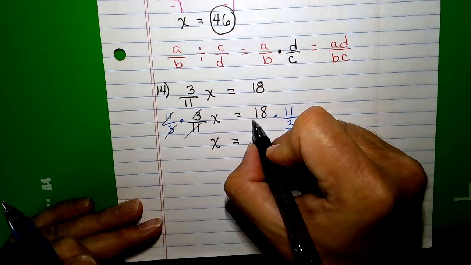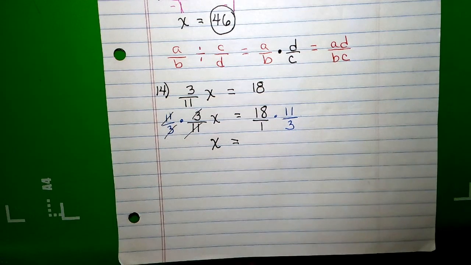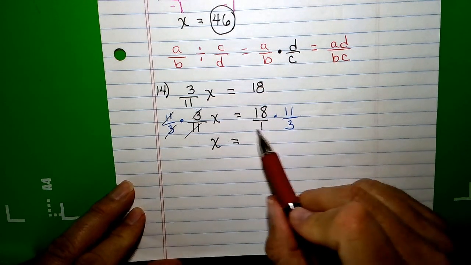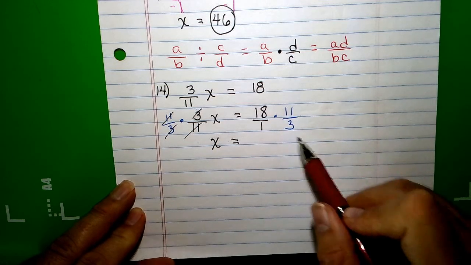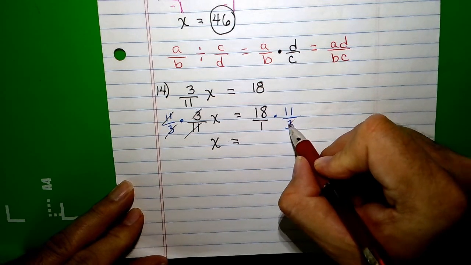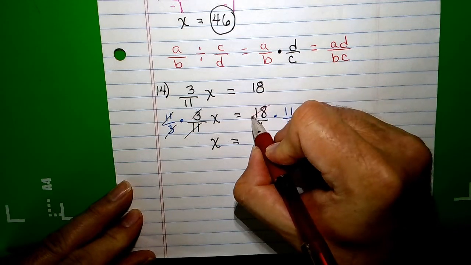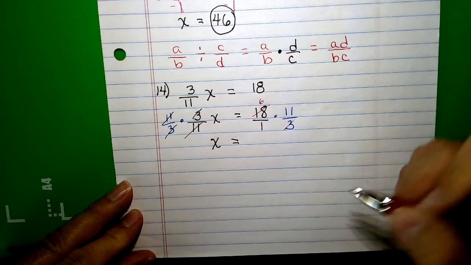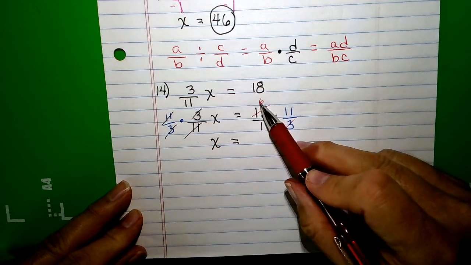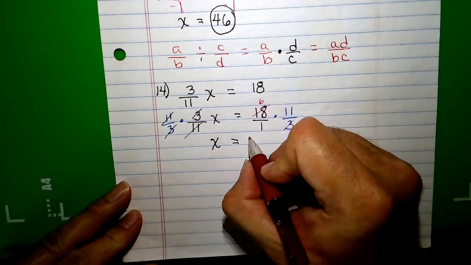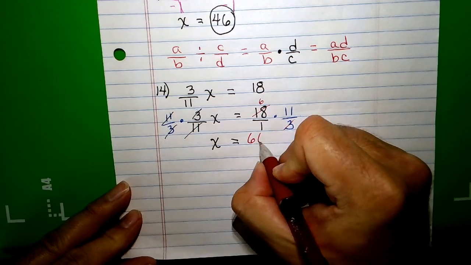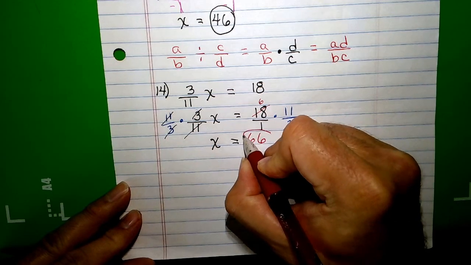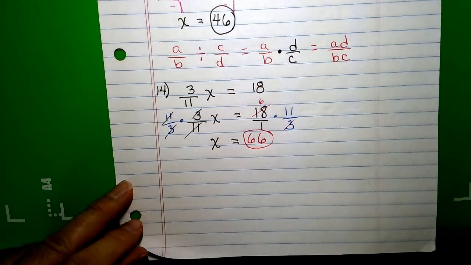Now, if you want to think of this as 18 over 1, I don't have a calculator in my hand, so I'm not going to multiply straight across. I'm going to do the cross canceling. 3 goes into 18 6 times. 6 times 11 is 66.